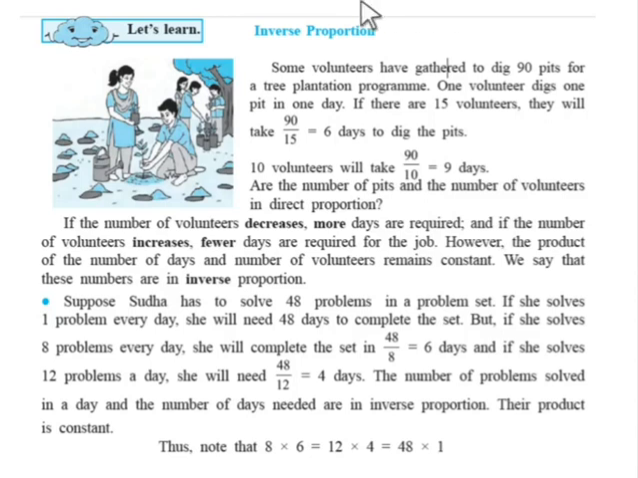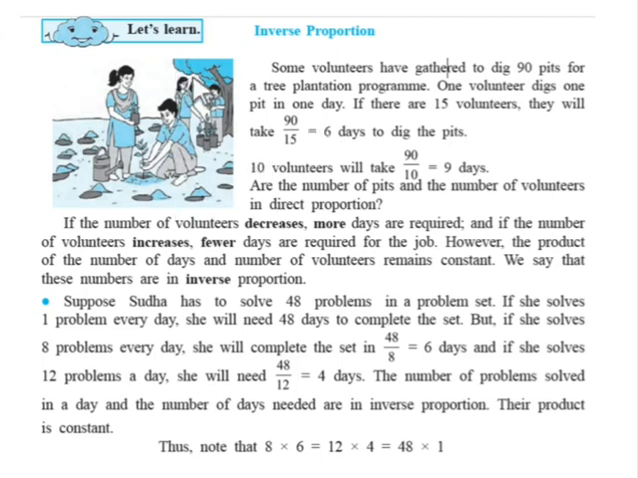Now, children, take out page number 64. Here some examples based on inverse proportion are given. Now let us see the first example. Some volunteers have gathered to dig 90 pits for a tree plantation program. One volunteer digs one pit in one day.